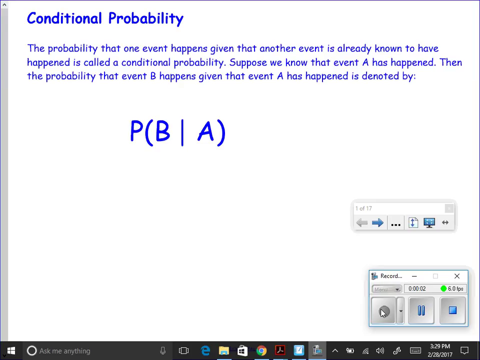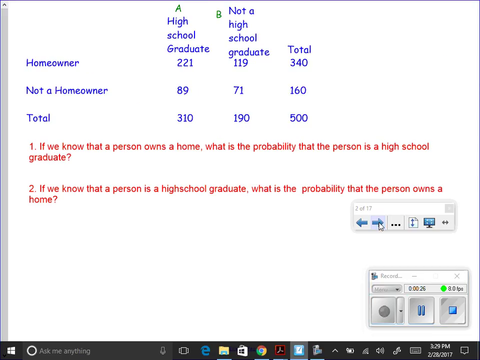All right, so conditional probability is the probability that one event happens given that another event is already known to have happened. This is called conditional probability. In this symbol, we're looking for the probability of B given that we know A has already occurred. So look at this example. If we know that a person owns a home, what's the probability that the person is a high school graduate?